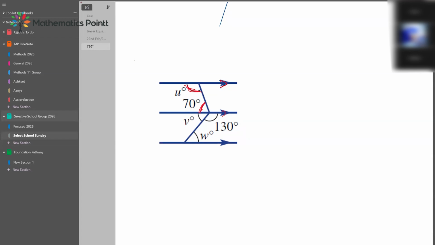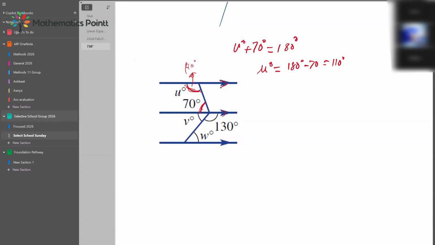Co-interior angles. So that means u degrees plus 70 degrees should make it as 180 degrees. So what is u? U is 180, take away 70 is 110 degrees. So this is 110 degrees. Sorted. First one sorted.